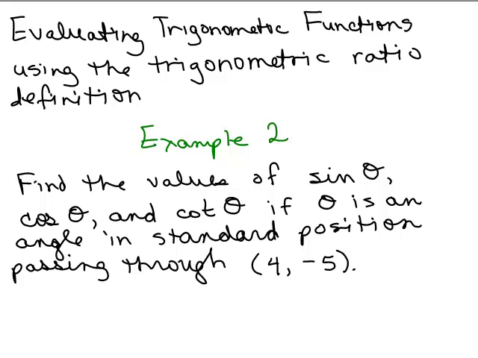This is example 2, where we're going to evaluate some trigonometric functions using the trigonometric ratio definition. And here's the problem. Find the values of sine theta, cosine theta, and cotangent theta if theta is an angle in standard position passing through the point 4, -5.